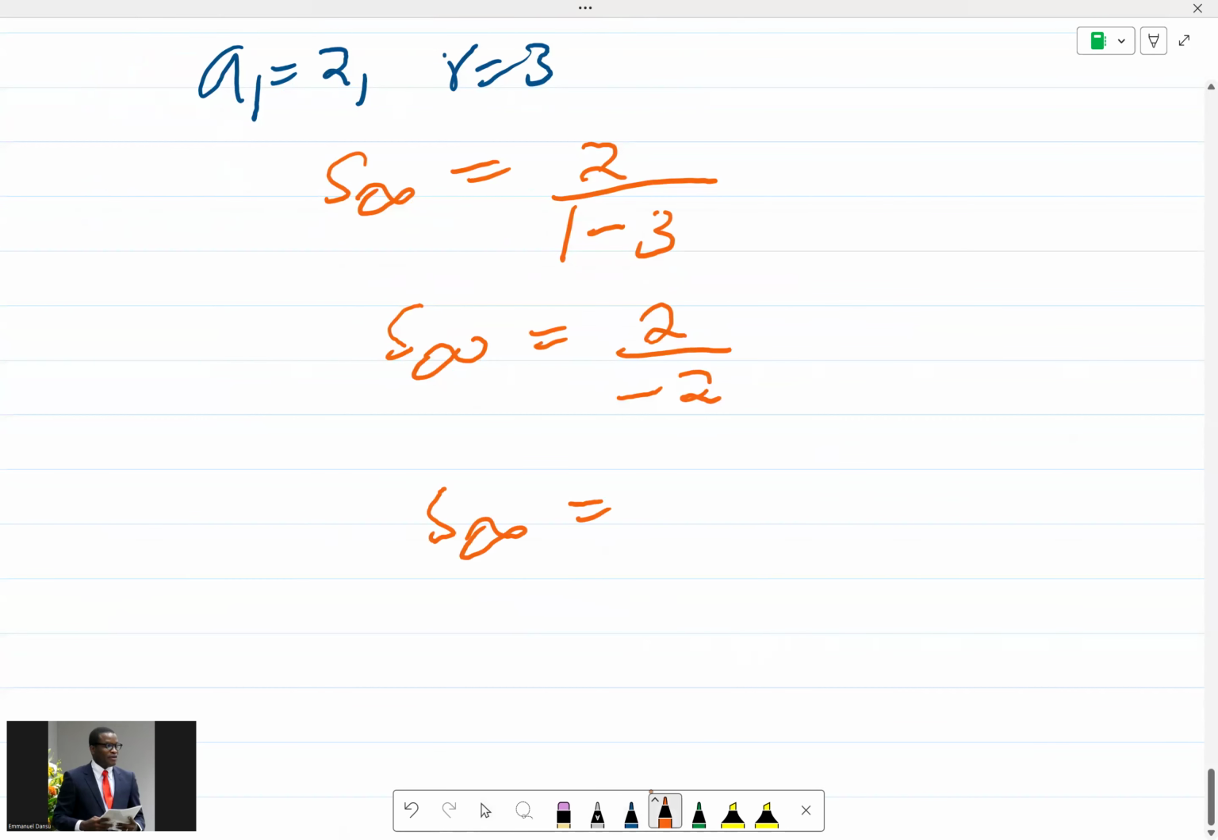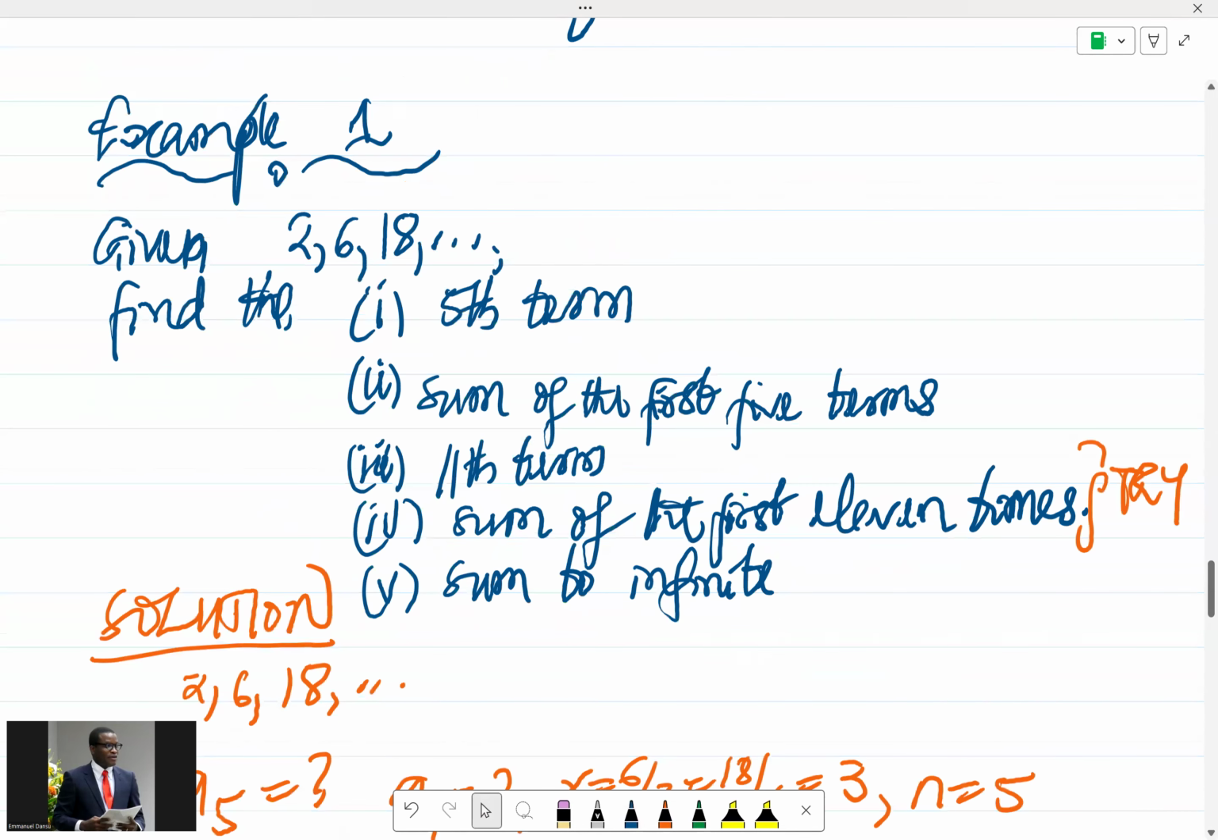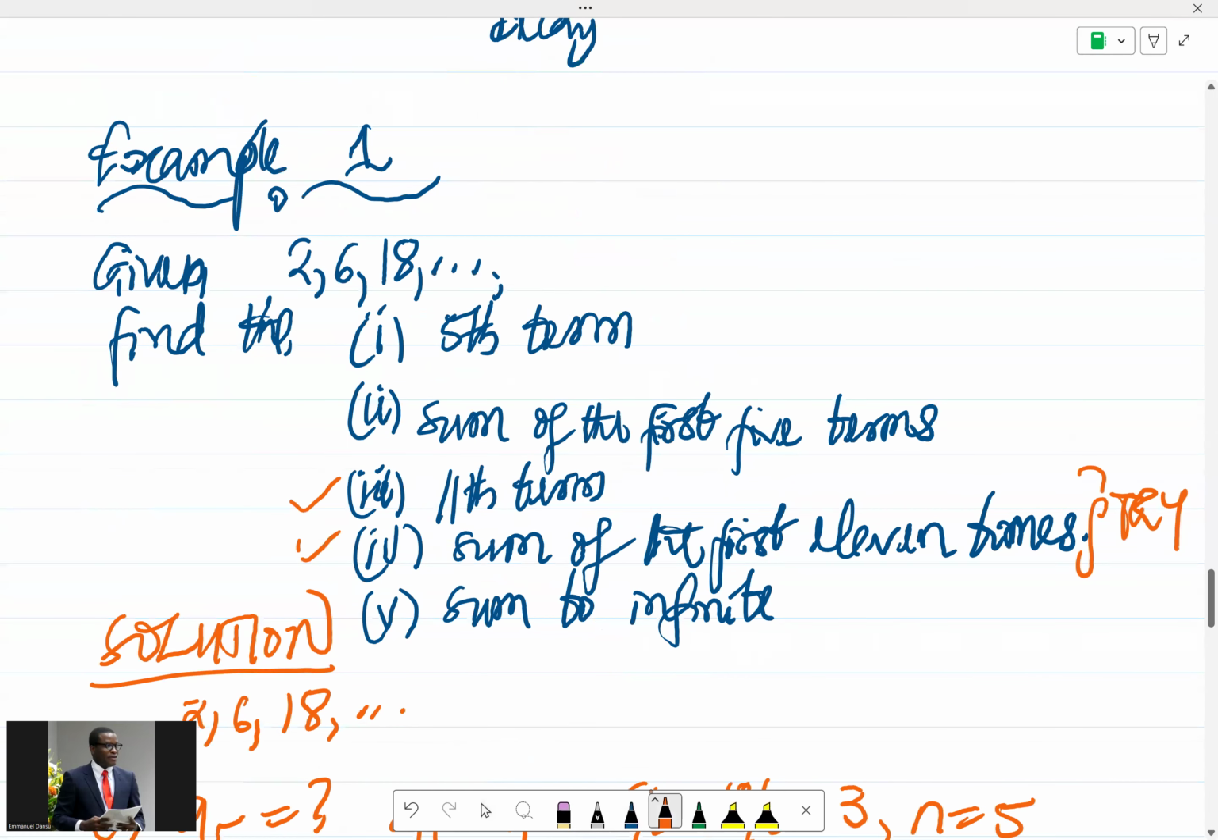Sum to infinity is equal to minus 1 in this case. And that goes. All right. And that's about example 1. So don't forget your part of the task, questions 3 and 4.